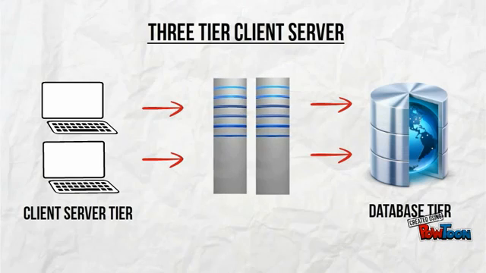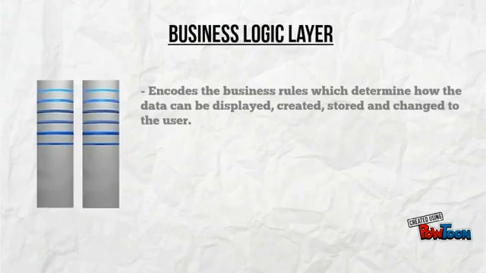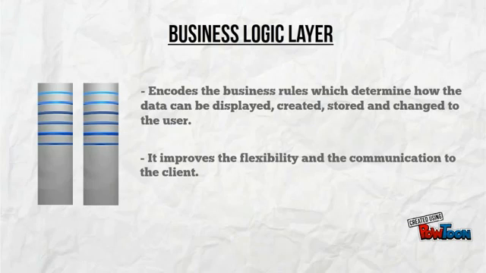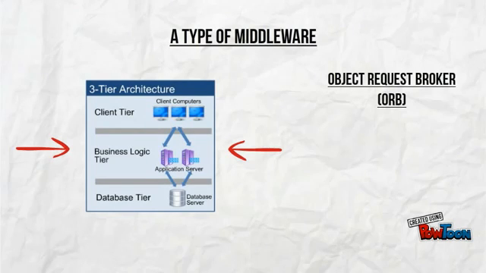The new tier solves business logic issues and is positioned in the middle of the two existing layers. It encodes the business rules which determine how the data can be displayed, created, stored and changed to the client. This layer improves the flexibility and communication to the client. A type of middleware software which is used, being positioned in the business logic tier, is called object request broker.